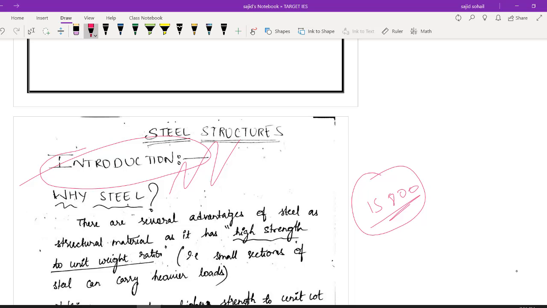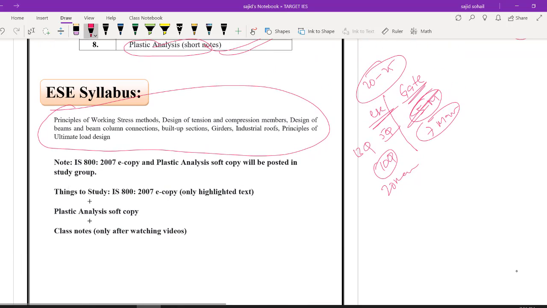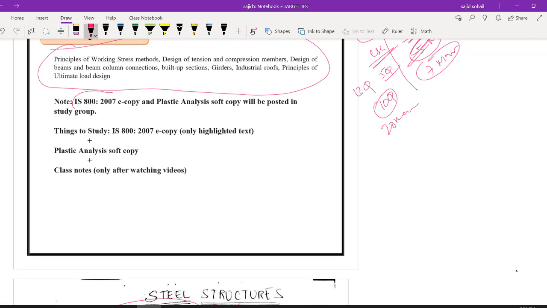Okay, so I am that damn sure, you need not worry about that. So everything will be taken care of. Even the soft copy I will be giving you of IS 800 2000, and in that there will be some highlighted text. Read that highlighted text, okay, so that it will give you extra confidence. बस इतनी सी बात है.